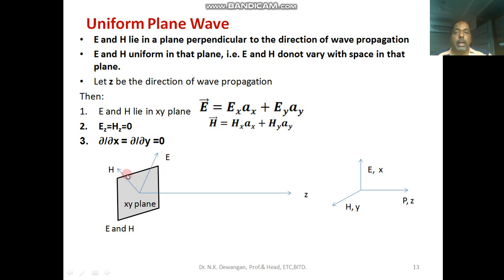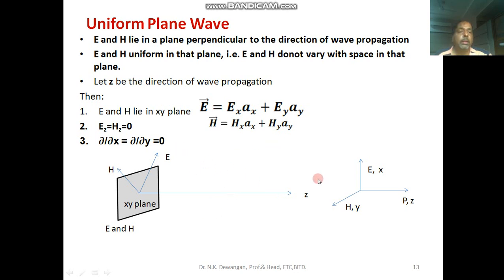Means what? E and H will not vary with respect to X and Y. E will remain constant in this plane. E as well as H will remain constant in this plane. So this is the definition of uniform plane wave. In uniform plane wave, E and H lie in a plane, and in that plane E and H don't vary with respect to either X or Y if the direction of wave propagation is Z.